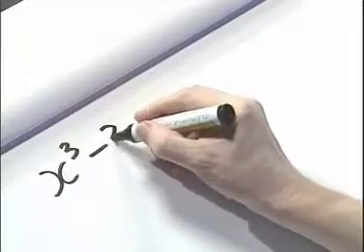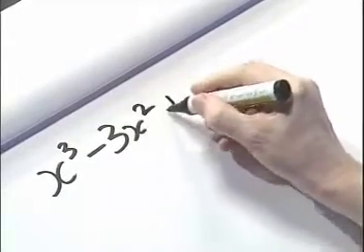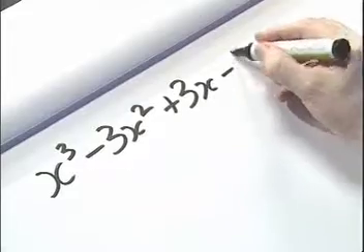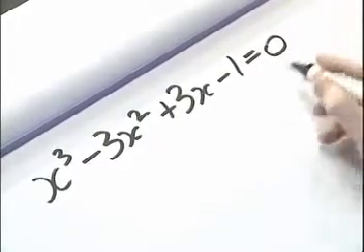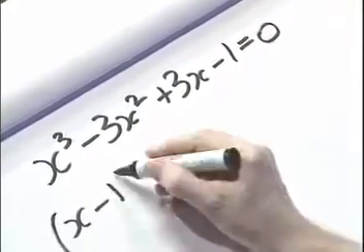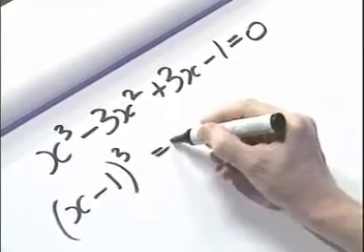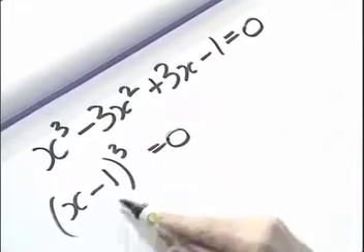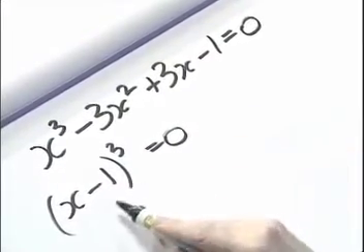The equation x cubed minus 3x squared plus 3x minus 1 equals 0. The left-hand side factorises to x minus 1, all cubed, equals 0. So although there are 3 factors, they're all the same, and we only have a single solution, x equals 1.